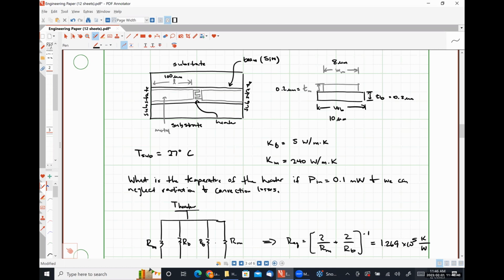So if we want it to deflect up, we want to make sure that the material on top has a larger coefficient of thermal expansion than the one on bottom. If we wanted to deflect down, the material on bottom needs to have a larger coefficient of thermal expansion.